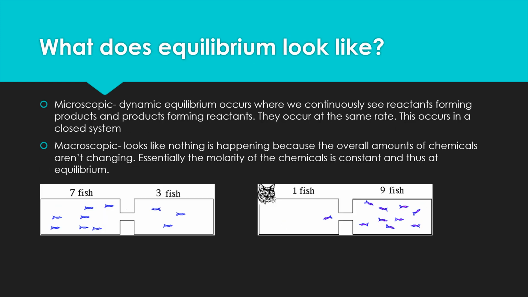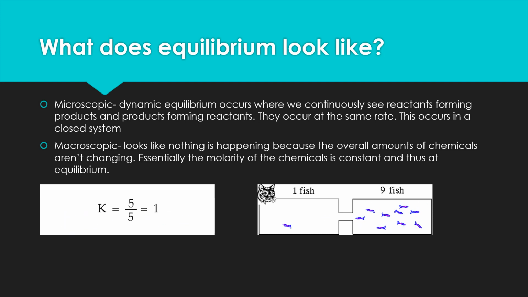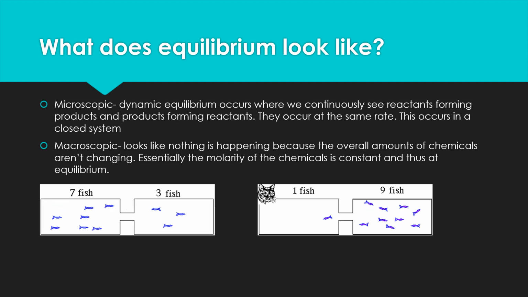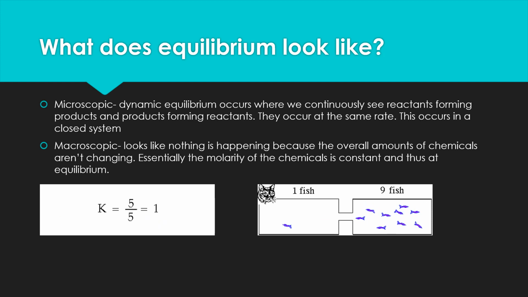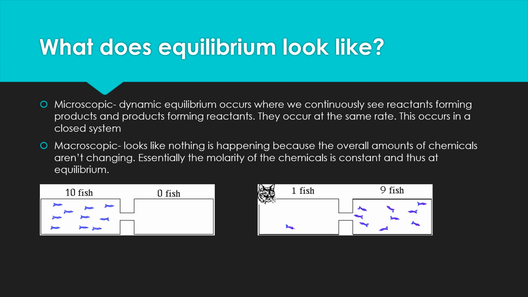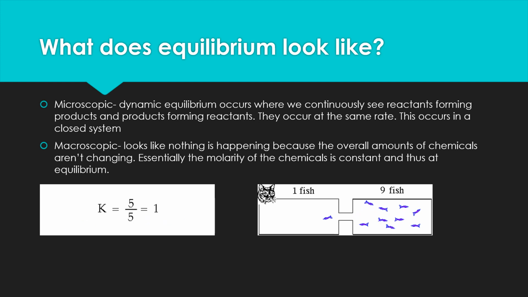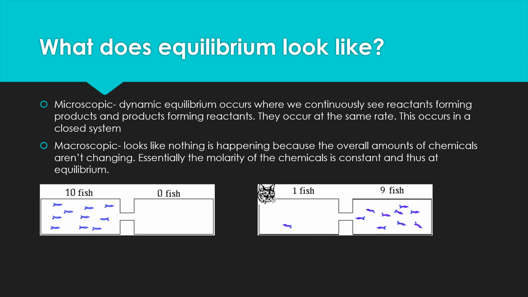All right, so what does equilibrium look like? So we have the microscopic view, and we're going to talk about these little GIFs at the bottom in just a second. Microscopically, if we could zoom in on the actual particles, we have what's called dynamic equilibrium. And that occurs where we continuously see reactants forming products and products forming into our reactants, and they occur at the same rate. And this occurs in what we call a closed system.